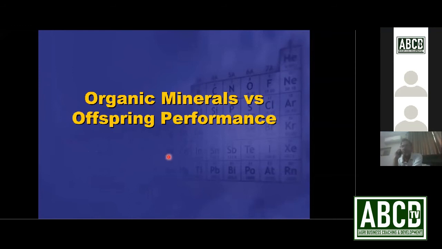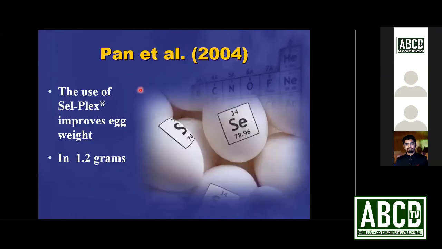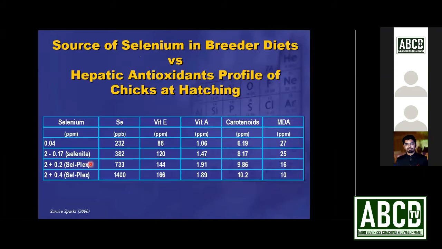What about organic minerals and offspring performance? There is a positive relationship between egg weight and chick size. A 1 gram difference in egg weight results in a 0.5 gram increase in chick size, bringing about a 5 gram increase in body weight at 42 days of age, when usually the bird is slaughtered. So 1 gram egg, 0.5 grams chick, 5 grams per bird by 42 days of age. Penn mentioned that by using Cellplex, there was an improvement in weight gain of 1.2 grams.